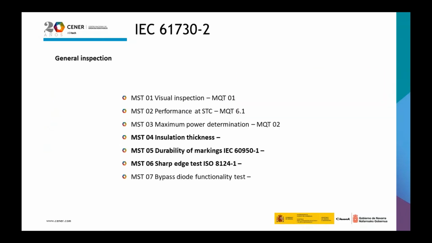Those are the general inspection tests. The new ones are the insulation thickness to be performed on polymeric insulation sheets. The MST 05, durability of markings, is performed to check that any marking shall be durable and legible during the test. Compliance is checked by inspection and by rubbing the marking by hand. And then we have the sharp edge test to check that the accessible PV module surfaces are smooth and free from sharp edges.